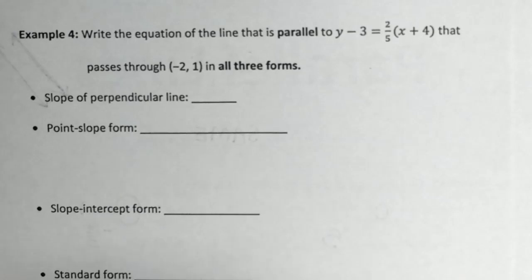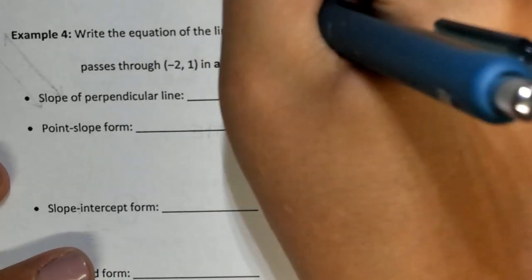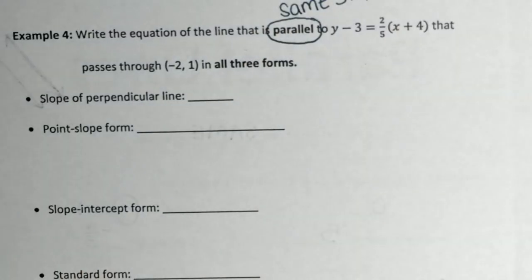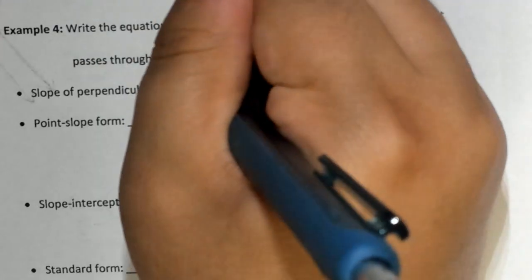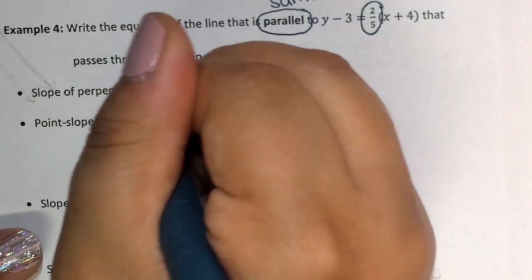Write an equation of the line that is parallel to this that passes through negative 2, 1. What's my keyword here? Parallel. What does parallel mean? Same slope. So what is my slope going to be for all of these lines? 2 fifths. It should say parallel, not perpendicular. It should say parallel.